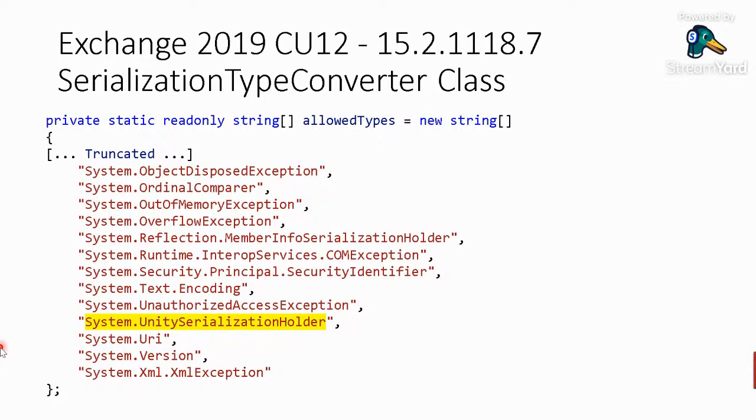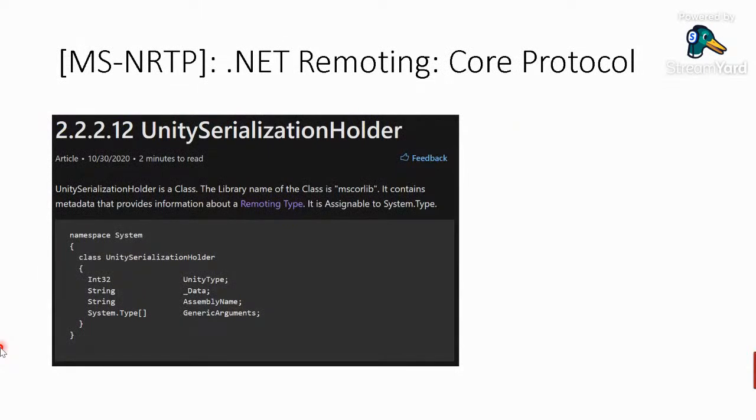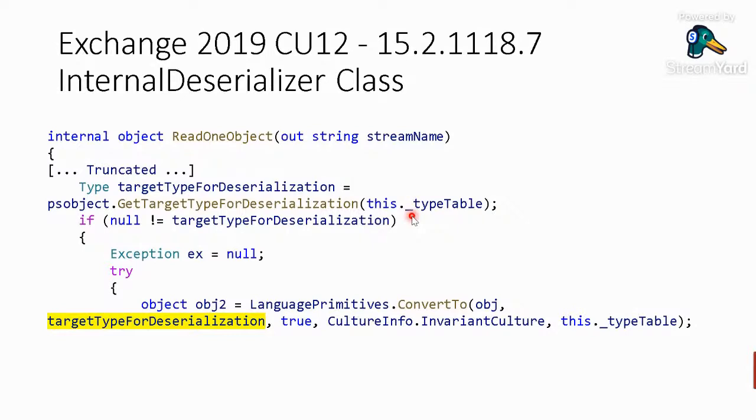Now, what is that? Well, if we go back to the specifications for the .NET Remoting Core protocol, we'll see that this actually is assignable to System.Type. Interesting. So it's able to deserialize a type that is of type System.Type. It's confusing to say this over and over, but basically we can control an object of type Type. So this is a very useful object. How can we abuse this?